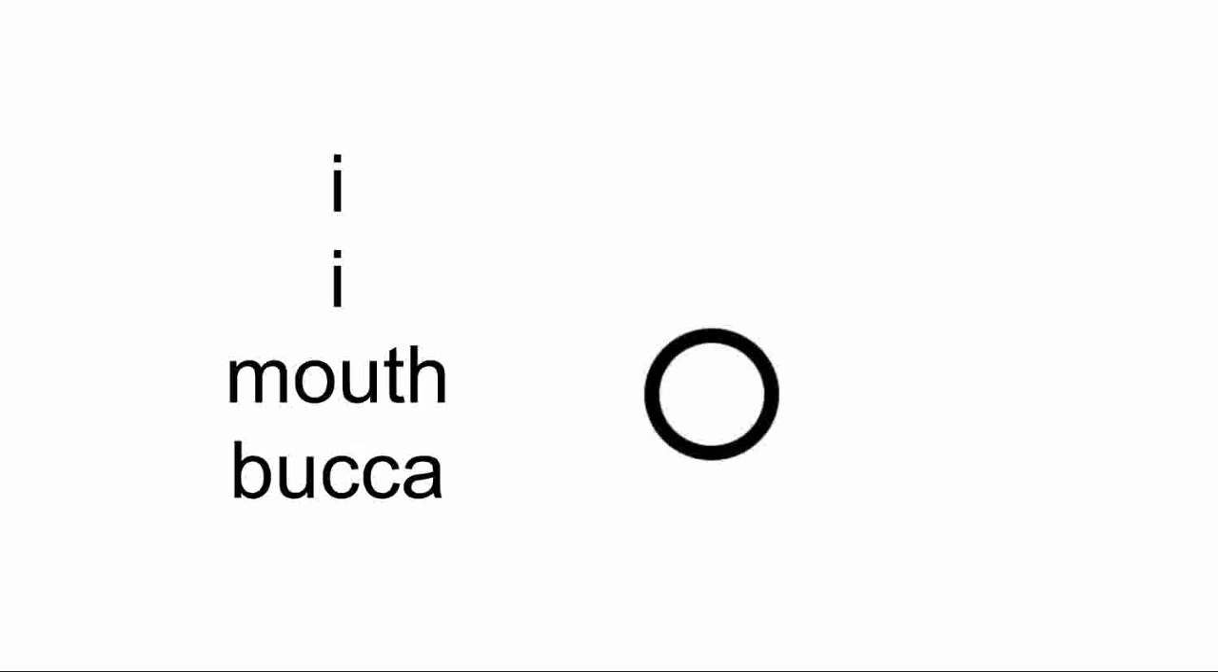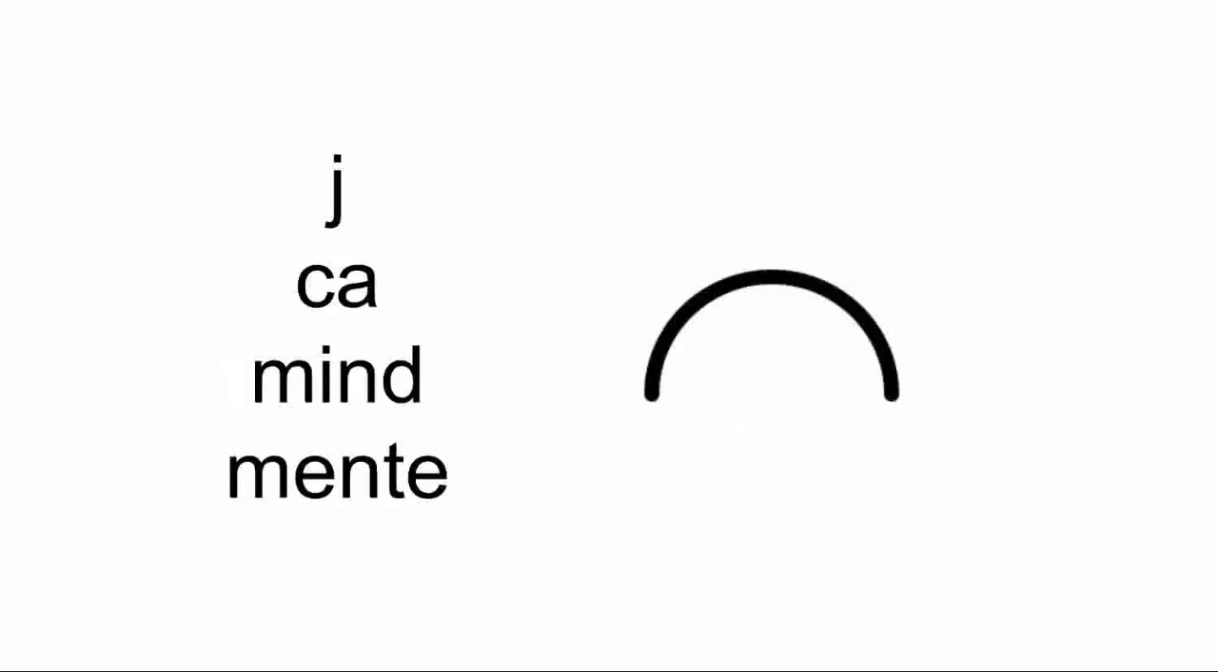The letter G is pronounced ka, and it means wheel. The large circle is represented by the letter H, pronounced he. It means sun. The small circle is represented by the letter I, pronounced E, and it means mouth in the default position. The letter J is pronounced cha, and it means mind or thinking.